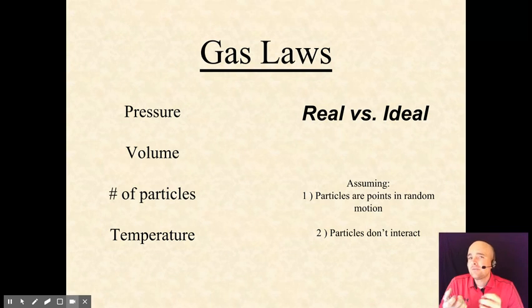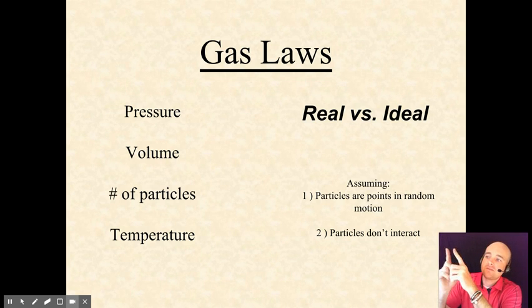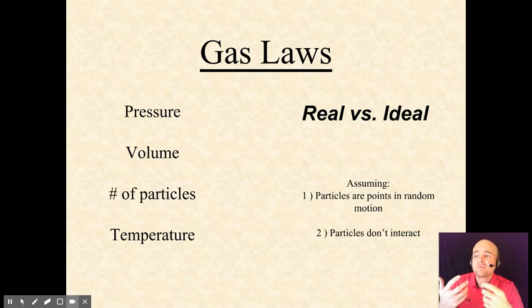We're going to run into an issue with the real and the ideal gas. Real gases are the real world gases, and the ideal gas is how they would behave if they behaved perfectly. If we assumed that the particles were points in random motion and that they didn't interact at all, that's not exactly true, but assuming this will give us some surprisingly accurate results.